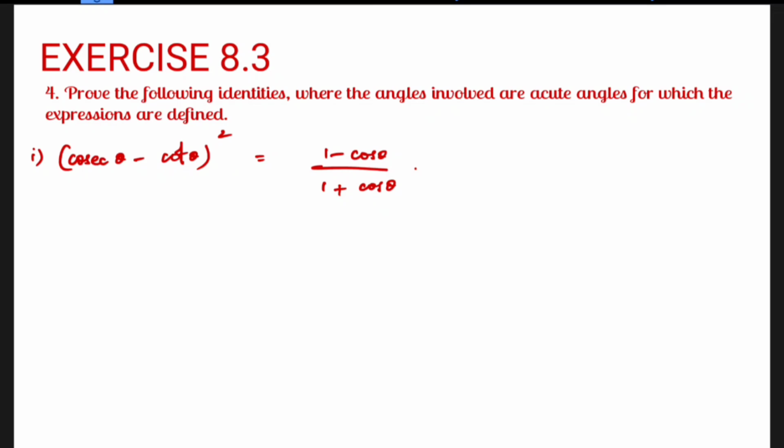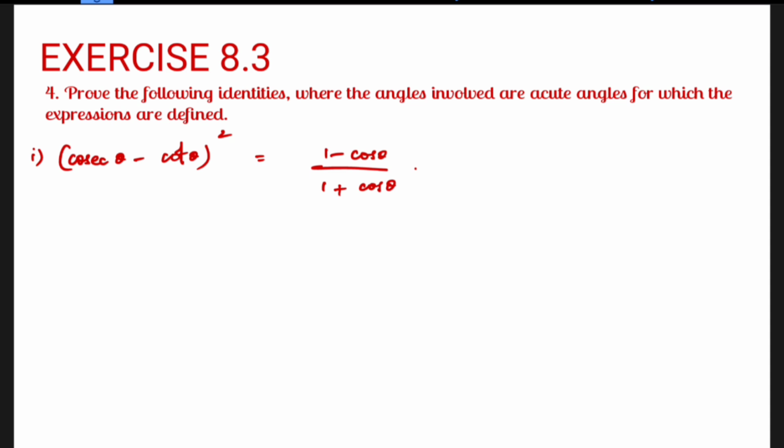Hey guys, in this video, let us prove the problems of exercise 8.3. First question: (cosec theta minus cot theta) the whole square is equal to (1 minus cos theta) by (1 plus cos theta).